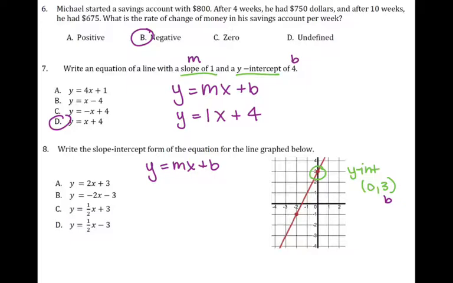And then for the slope, I'm going to use rise over run again, so going from one point to the next. So to get from this point, I am going up, what is that, 1, 2, 3, 4, so up 4, and over 2. So my slope is 4 over 2, which reduces to 2. So when I write my equation, I have a positive 2x plus 3, which is letter A.